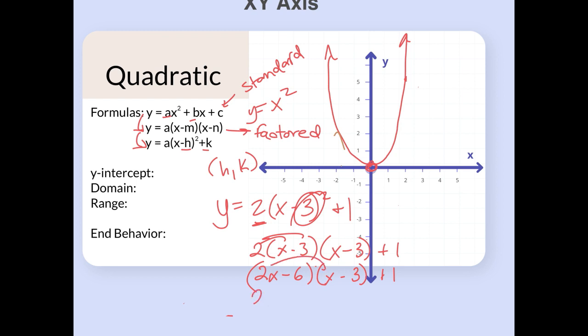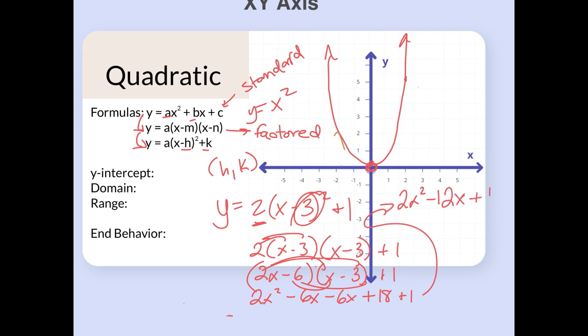So 2x times x is 2x squared. 2x times negative 3 is negative 6x. Minus 6 times x, another minus 6. And minus 6 times minus 3 is positive 18 plus 1. So the full standard form seems to look like 2x squared minus 12x plus 19.